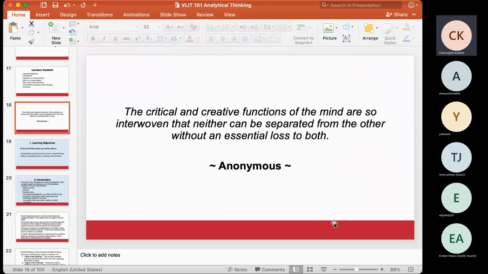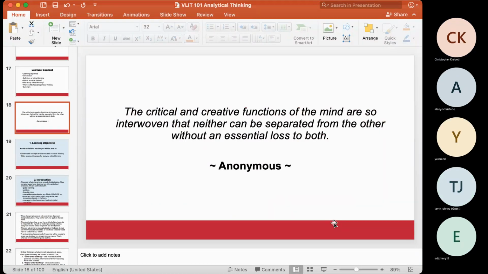Okay, this is another quote from an anonymous writer. And I would like you, those of us from the Christ Temple, I would like you to share your opinion on this. So the critical and creative functions of the mind are so interwoven that neither can be separated from the other without an essential loss to both. Hello, so let me hear from you.